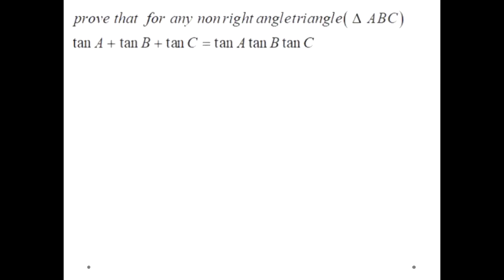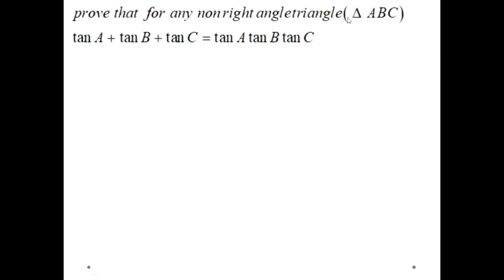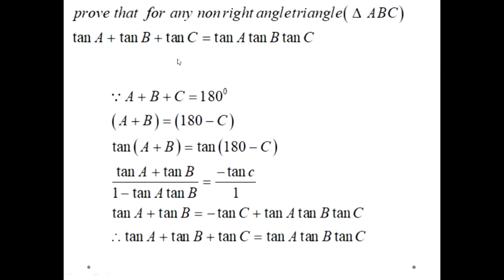He is telling us that for any non-right angle triangle, prove that tan A plus tan B plus tan C equals tan A, tan B, tan C. Okay? I am in a triangle. This means that the sum of the measures of the angles A plus B plus C equals 180. This is the key, the clue for the answer. So the first step is to make a formula. A plus B plus C equals 180. I need to have two of them on one side and the other on the other side. So the angle C can go to the other side. A plus B equals 180 minus C.